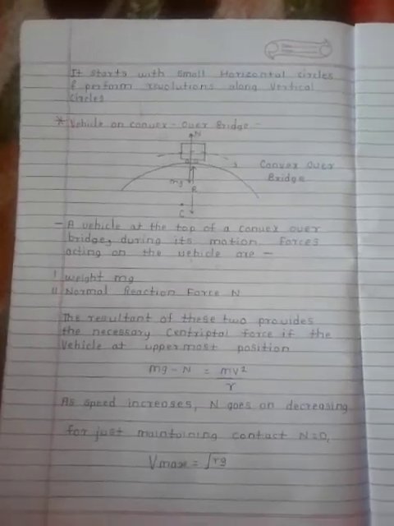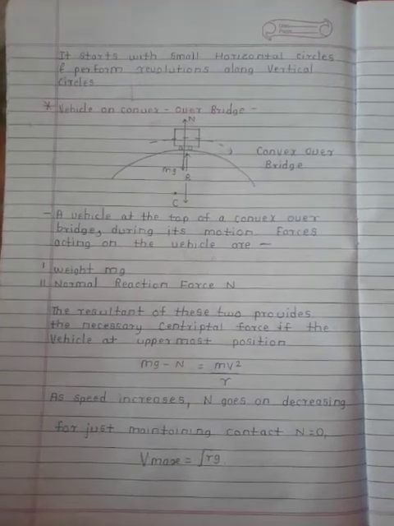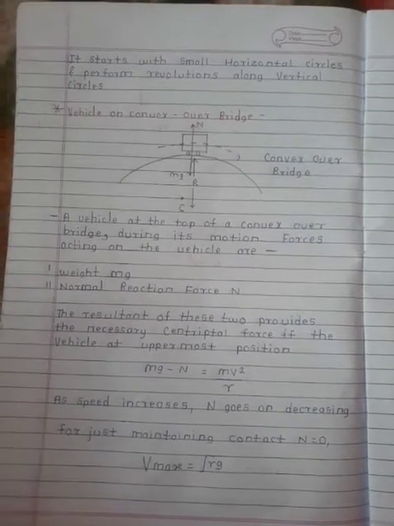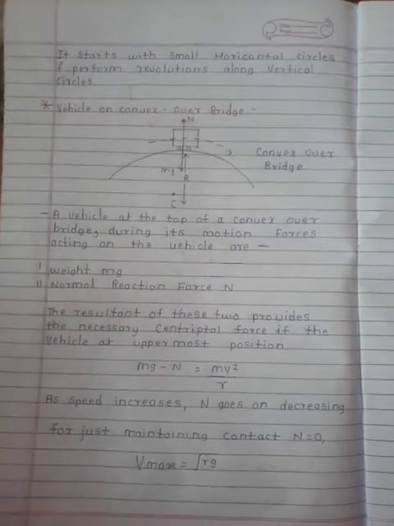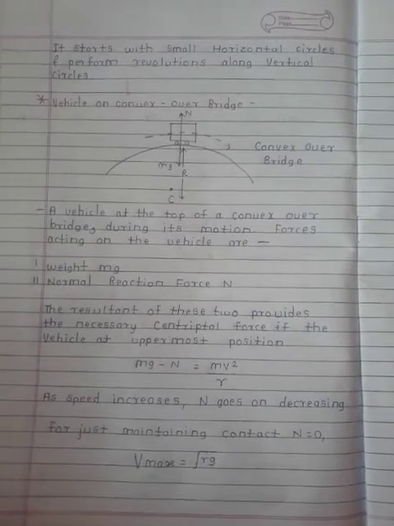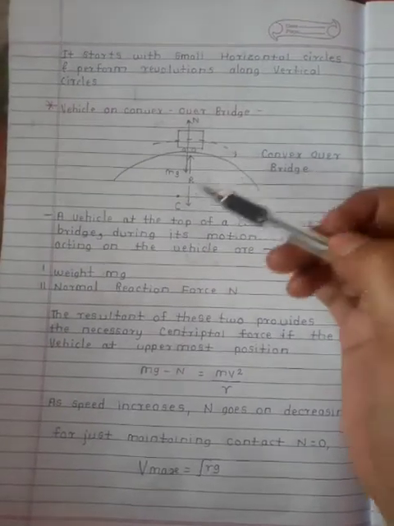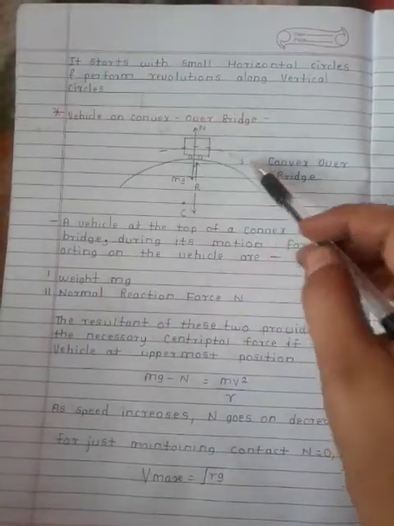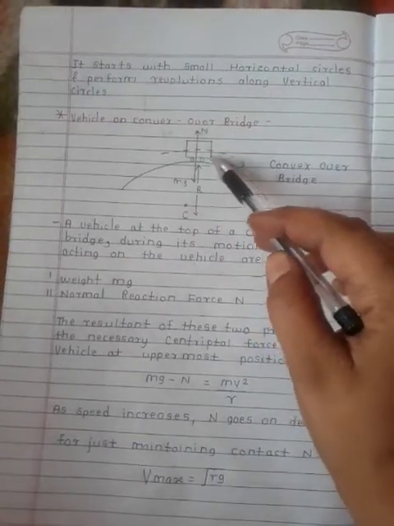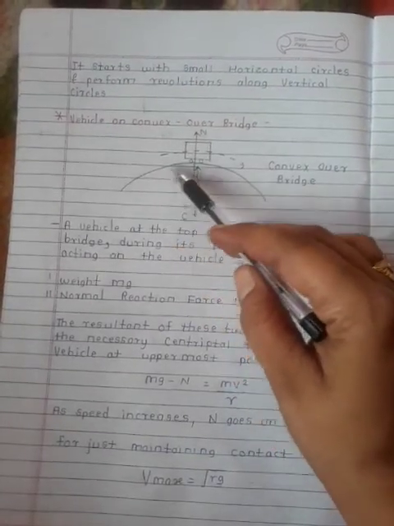Now today's topic is a very small topic, that is vehicle on the convex overbridge. The new topic is introduced in our syllabus, the vehicle on convex overbridge. First of all, whenever we are traveling along the convex bridge, this is nothing but one vehicle which is traveling or going along this convex bridge.